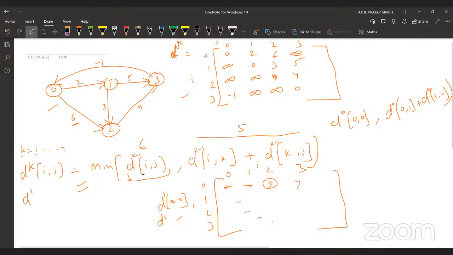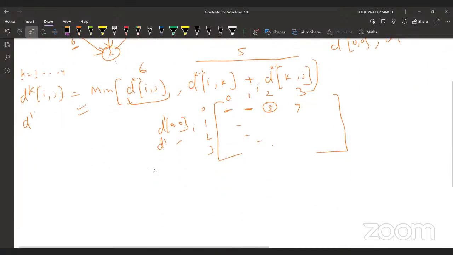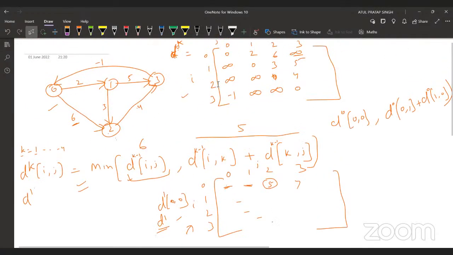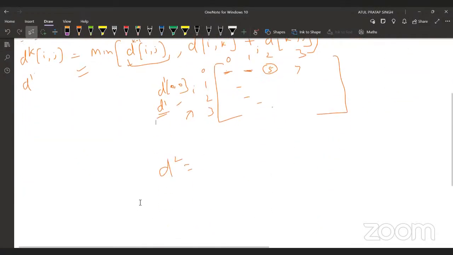Same things we will repeat. Now we will check D2. This is the matrix. Now D2 represents that first, we will check whether the direct distance from I to J is minimum, or I to K and then K to J is minimum. Which one is minimum? So we will update this information with the help of the previous matrix D1. For computing D1, we took the values from the previous matrix D0. For computing the D2 matrix, we will use the information from D1.